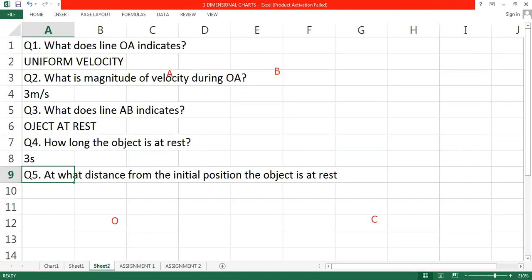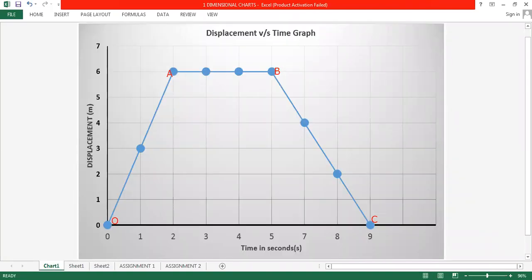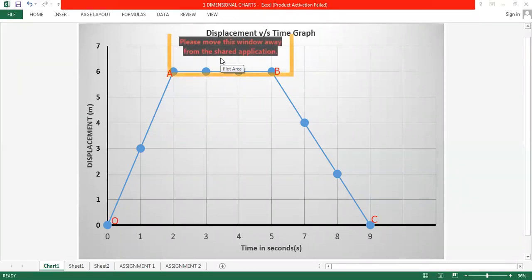Next question is, at what distance from the initial position is the object at rest? Now look at the chart and tell me at what distance from the initial position the object is at rest. Very good, brilliant answer. Aditya, Sanika, Ruchir, Monish, Yash. Come on, rest all of them, quickly respond. Soham, very good, beta. Okay, Avni, that's brilliant, Avni.